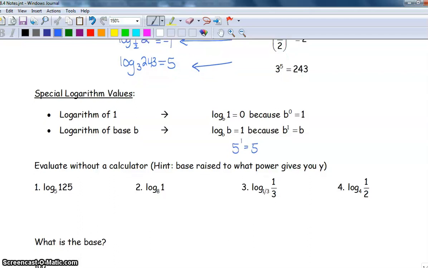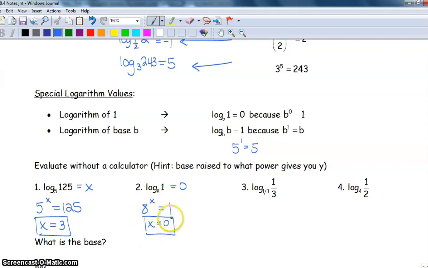Alright, so we want to evaluate these without a calculator. What I'm going to do is transform them from logarithmic form to exponential form, because that's the easiest way to see your answer. So I'm trying to find out what this equals, which means 5 to what power gives me 125. And then you can see it's more obvious that our x value here is 3. Here, 8 to what power gives us 1, and that's one of our special ones. X is going to be equal to 0, because anything to the 0 power gives us 1.